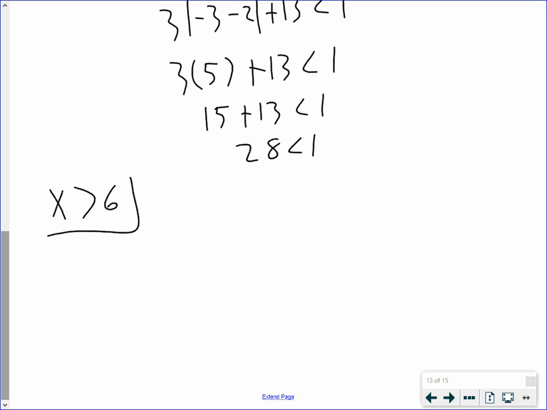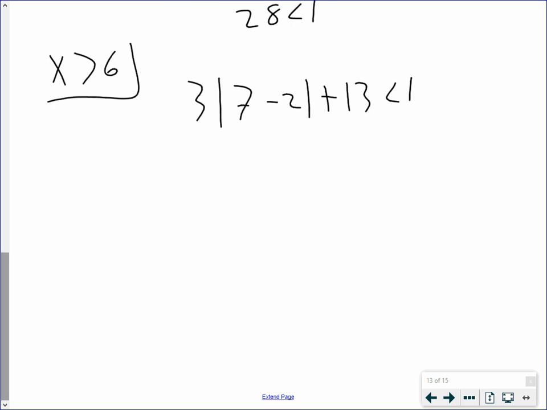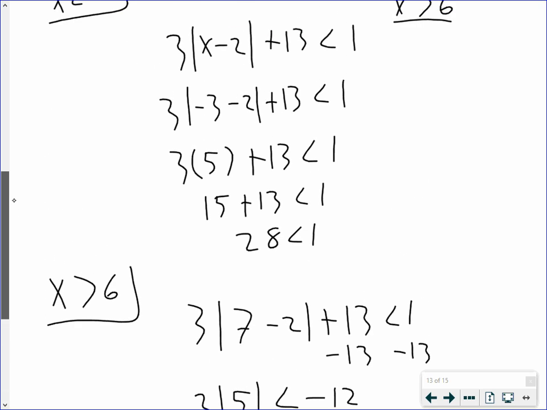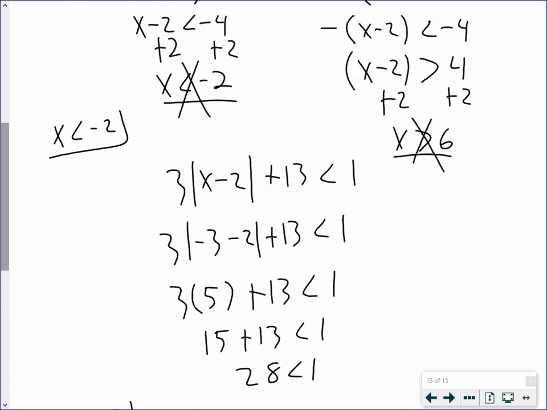I'm going to use 7, and we're going to use the same equation. 3 times the absolute value of x minus 2. I'm going to use 7, plus 13 is less than 1. Let's go ahead and see if this makes sense. Minus 13 to both sides. 3 times the absolute value of 7 minus 2, which is 5, is less than... that's -12. Don't know why that took me so long to figure out. So we have 15 is less than -12. That doesn't make any sense either. So we can go back and we can cross out x is greater than 6 as well. That doesn't make any sense.